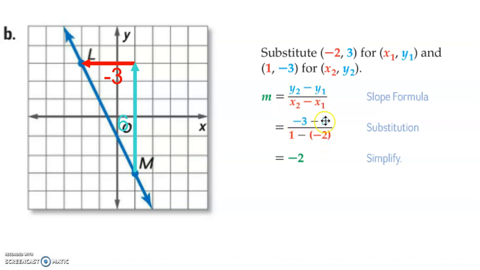Negative 3 minus 3 is a negative 6. 1 minus a negative 2 is a positive 3. When I divide those, I get negative 2, which is what I got when I did my rise over the run on the graph. You should get the same number, no matter if you do it on the graph or if you do it with the formula.